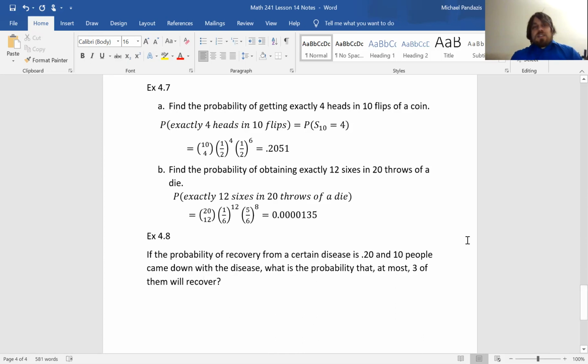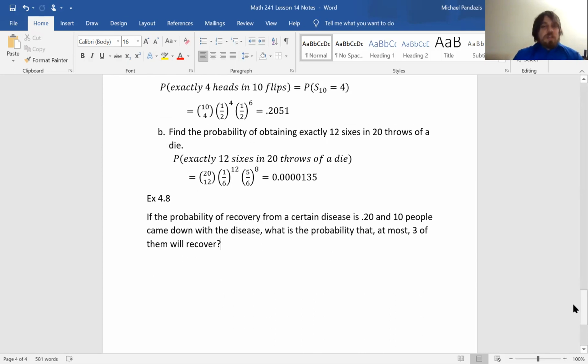Every time I think of this problem, it's kind of sad, because when you think about it, all the people who don't recover, do they die? The problem doesn't say, but hopefully they didn't die. But okay, if the probability of recovery from a certain disease is 0.20, and 10 people came down with the disease, what is the probability that at most 3 of them will recover? Let's compute that.